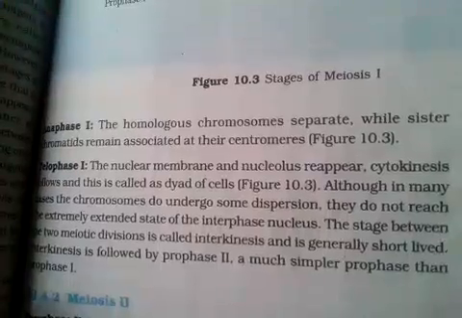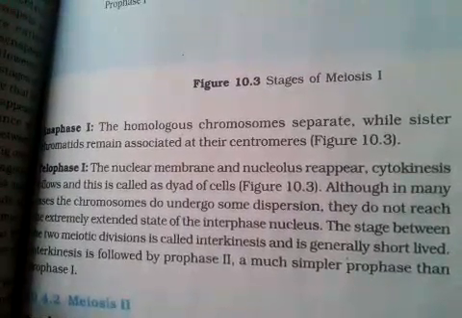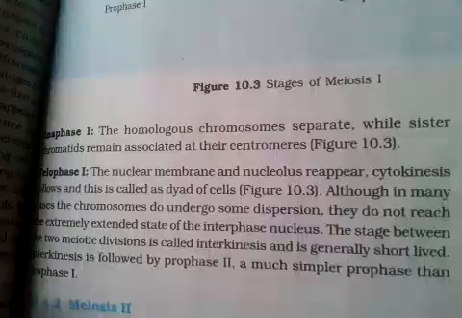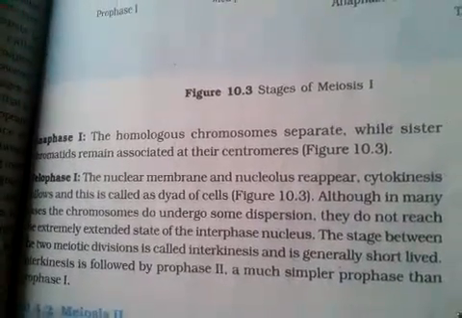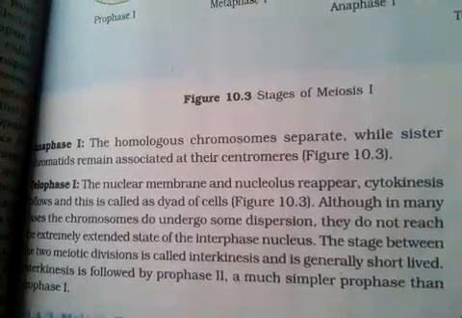Today we have done meiosis 1. It comprises 4 phases: prophase 1, metaphase 1, anaphase 1 and telophase 1. In prophase 1 we have studied various stages that are leptotene, zygotene, pachytene, diplotene and diakinesis.